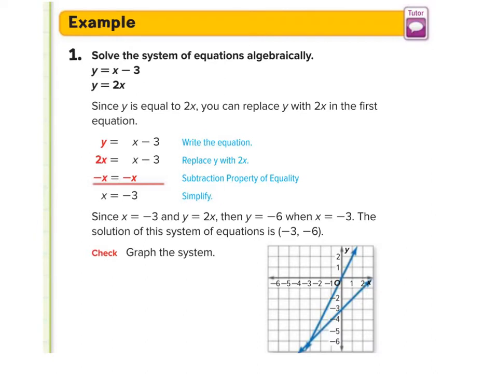Subtract x from both sides of the equation to get x by itself. And we end up with x equals negative 3. So since x equals negative 3 and y equals 2x, then y equals negative 6 when x equals negative 3. The solution of this system of equations is negative 3, negative 6. So then you can also graph the equation or graph the solution as well.